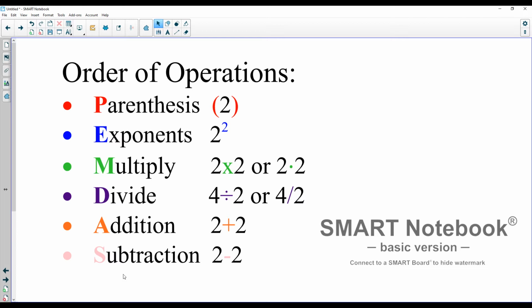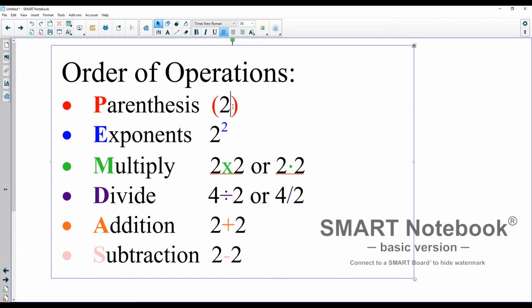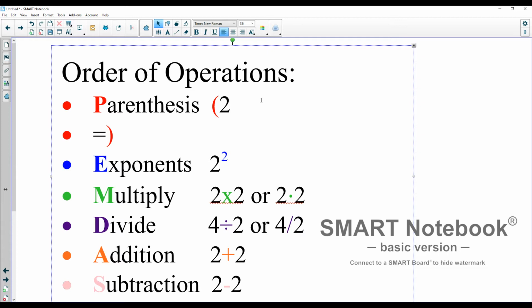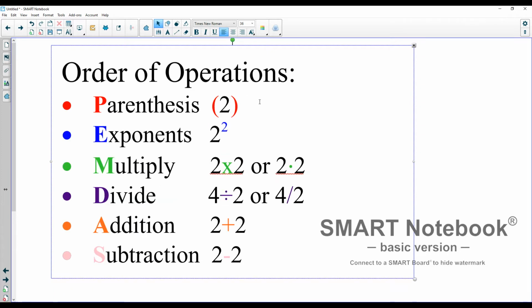There are a few ways to remember this. One of the most common ones is the acronym Please Excuse My Dear Aunt Sally, or PEMDAS. Do your parentheses first. Everything that's inside parentheses, you solve. So if inside parentheses we had 2 plus 2, we'd solve that before we did anything else. Next thing we do is exponents.